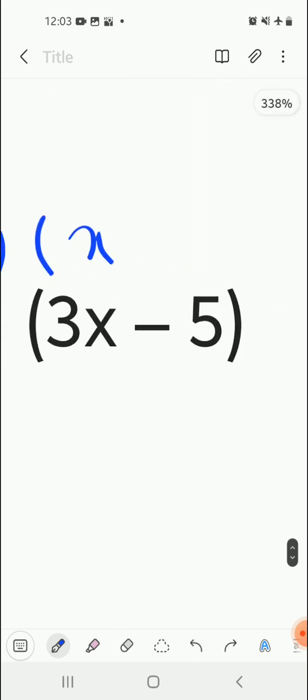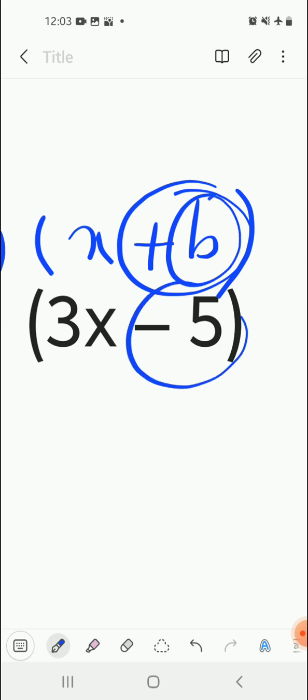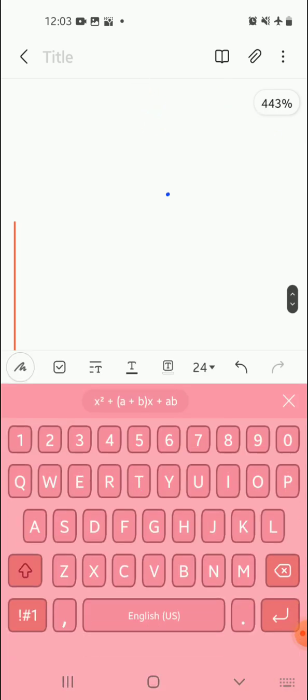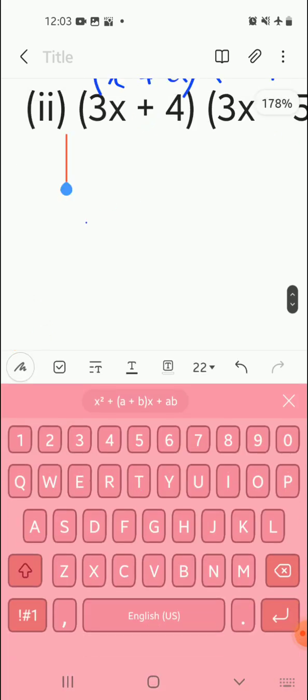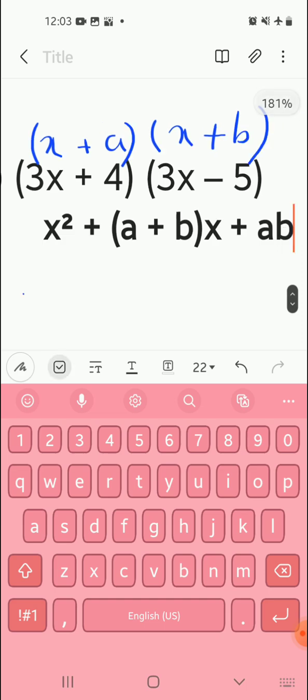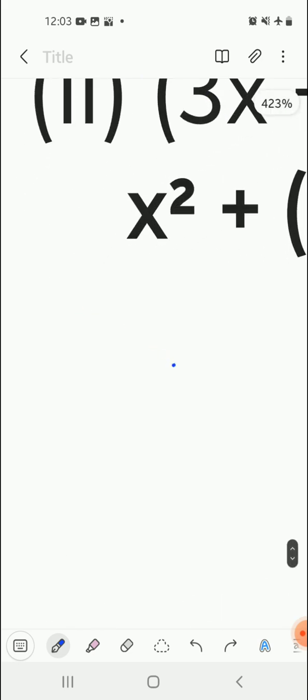See, 3x, 3x, it's the same. The number that repeats itself. And b is termed as minus 5. So plus b, in case of b, here there is minus 5, which means the sign would change, it would become minus 5. Anyway, so let's copy the identity. This is the identity that we have used.